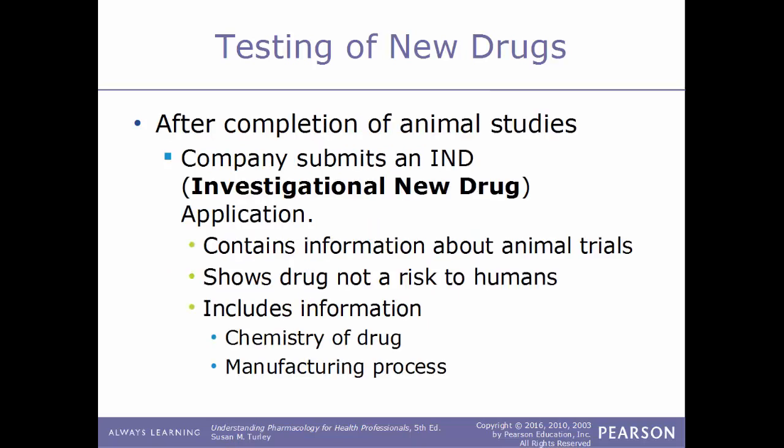Right, after we have the completion of the animal studies, the drug company will then submit an IND, an investigational new drug application. Now this application will have information about the completed animal trials. It will supply information that the drug does not have a risk to humans, and it will include information about the drug such as the manufacturing processes and the chemistry of the drug.